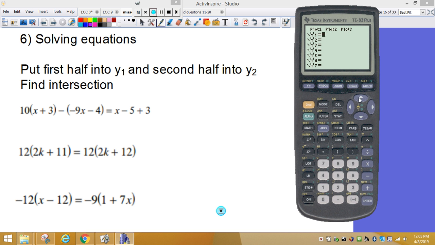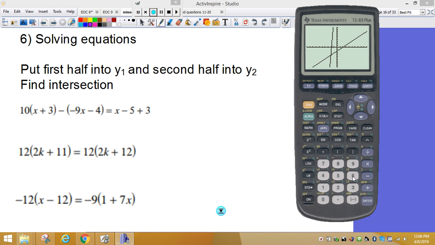I'm going to type in this first one. I got 10(x + 3) minus (-9x - 4). I see an equal sign, so I'm going to hit enter. I'm going to type in x - 5 + 3, and I'm going to graph it. Now, I'm zoomed out. I'm going to zoom back to normal so that y'all can see.